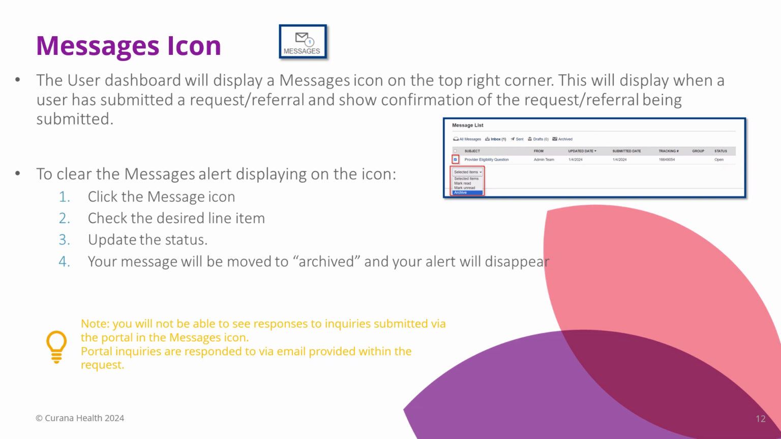The user dashboard will display a message icon in the top right corner of the Provider Portal website. Here, a member will be able to see any confirmation for all requests/referrals submitted. It is important to know that you will not receive a response to your Provider Portal request in the message icon. All portal inquiries will be answered via email. For maintenance, to clear any notifications, click the message itself and update the status. This will archive it away.